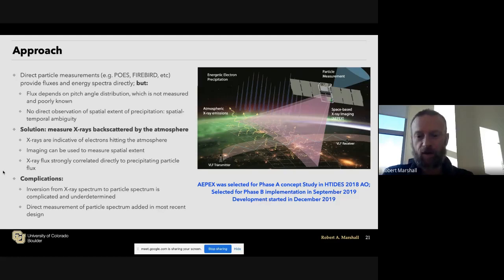As a programmatic note, this mission was proposed 3 times before being selected, and was finally selected by NASA in the H-TIDeS call in September of 2019. That was when we came out of the concept study. So we entered phase B, and development has really started just in the past year.